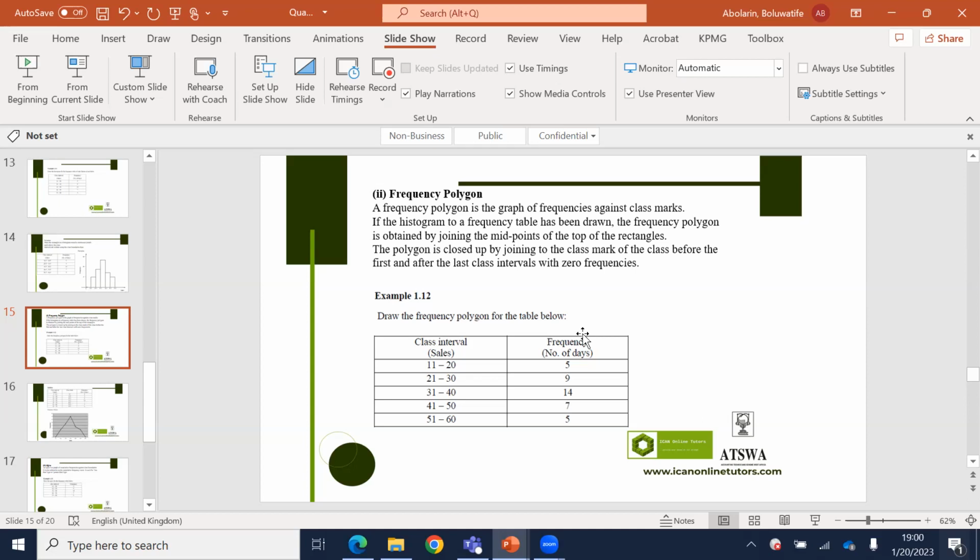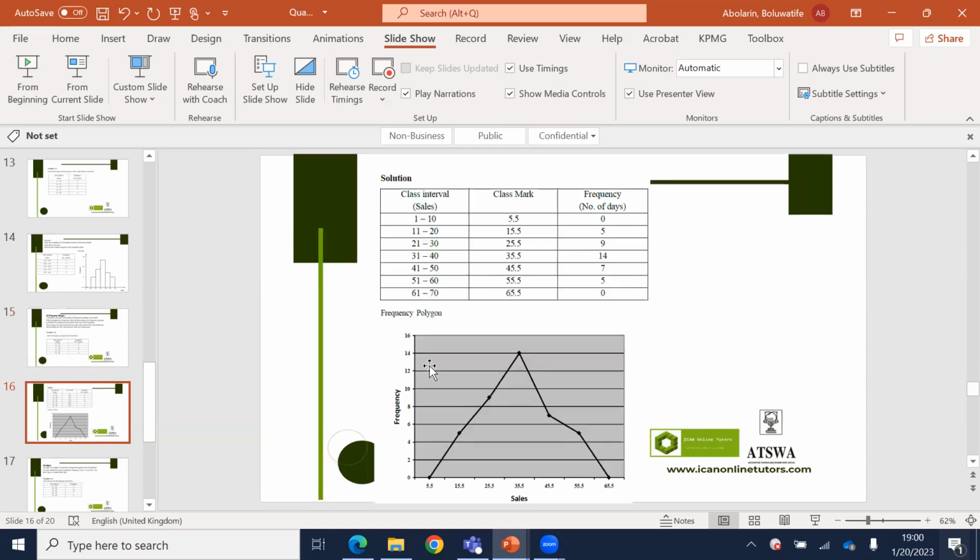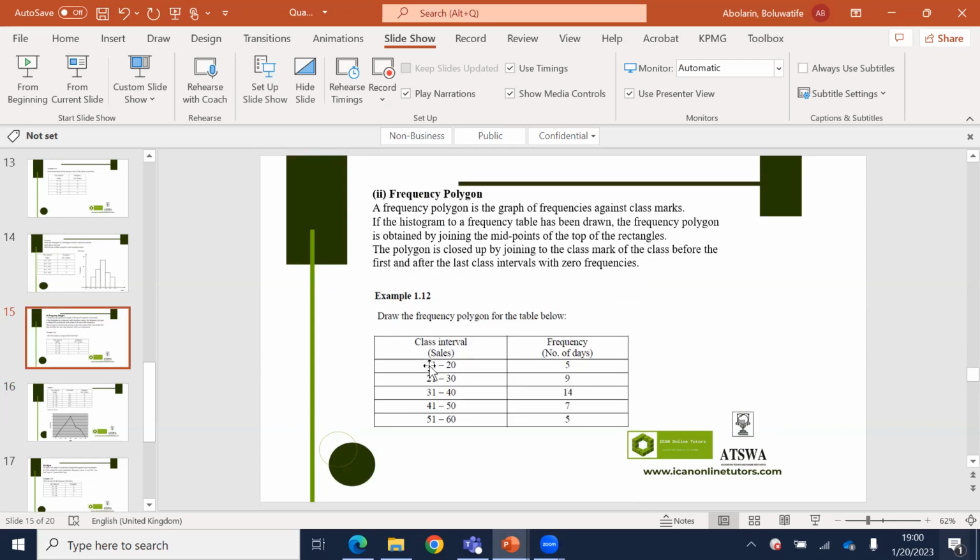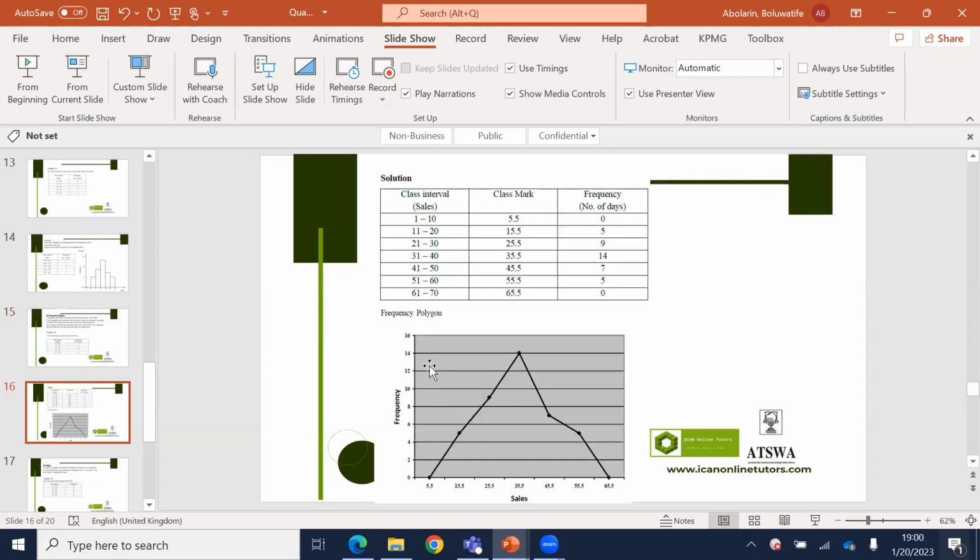So when you talk about frequency histogram, you can say that it's the same question they gave us here, but it is a different way in which you are going to do this. So now when you look at it here, the same thing they gave us. So look at the solution. The solution is a bit different.